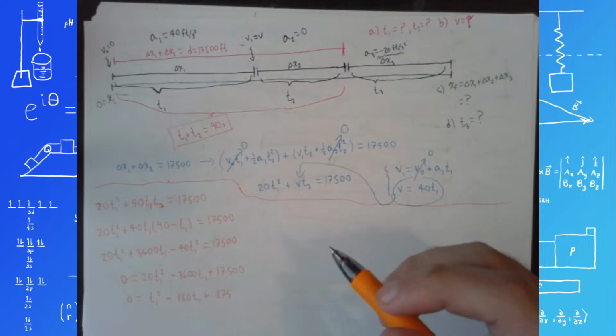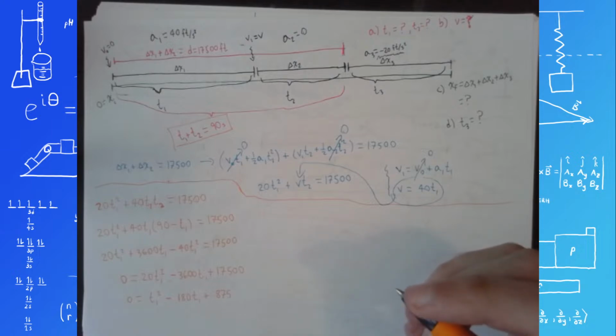Anyway, factors of 875 that add up to negative 180. Good luck with that. Yeah, let's use the quadratic formula for this.